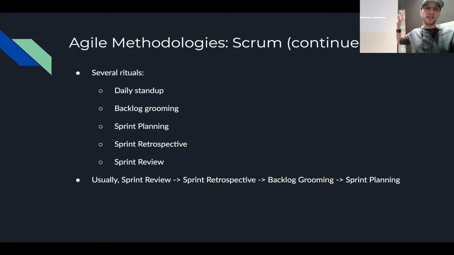But Scrum defines these 5 meetings where you have a daily stand-up where you sync with your team and everyone can say if they're having problems or if they need help. Backlog grooming, which is going through the backlog and prioritizing it and removing unnecessary tasks. Sprint planning, where you say what work you're going to do over the next sprint, which is usually like 2 to 3 weeks. Sprint retrospective, where you look back on the sprint and you're like, what went well, what went bad, what can we do better?